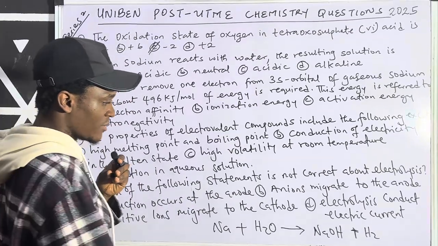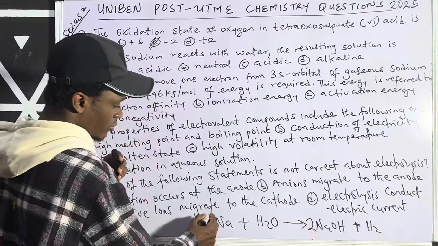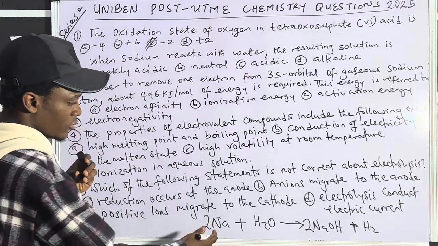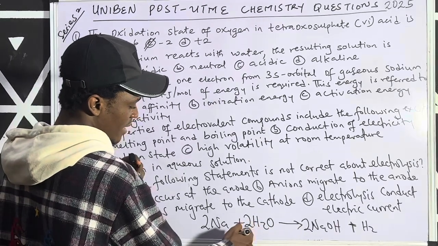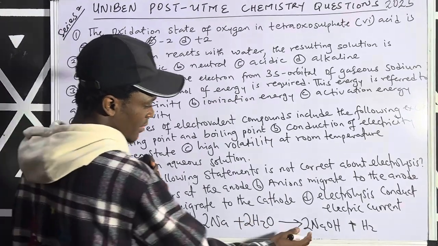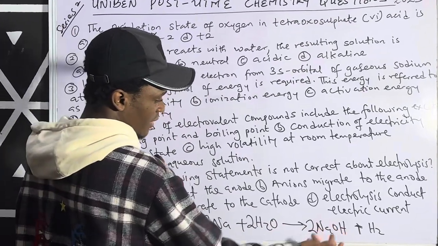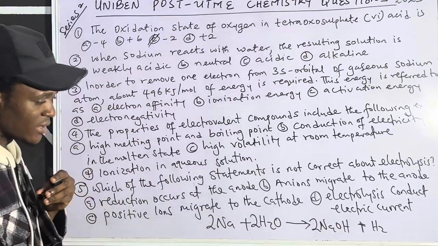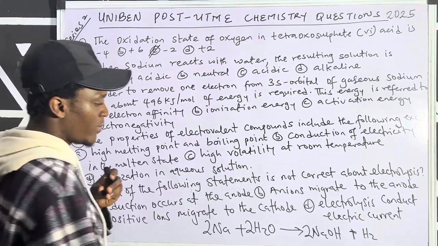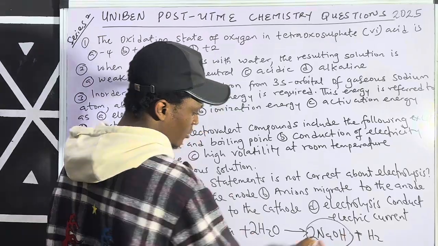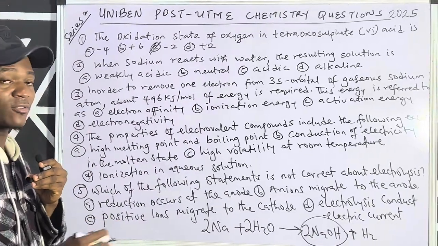So trying to balance the reaction, we are having 2 sodium, 2 sodium. Then hydrogen here is 2, so we can make this 2 water, so that it becomes 4 hydrogens. Oxygen is 2, oxygen over here is 2, so everything is balanced. So looking at this, they said the resulting solution is. Now we obtained sodium hydroxide as a compound with the evolution or the release of hydrogen gas.